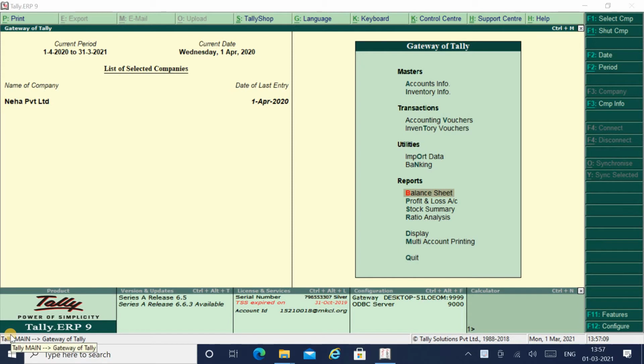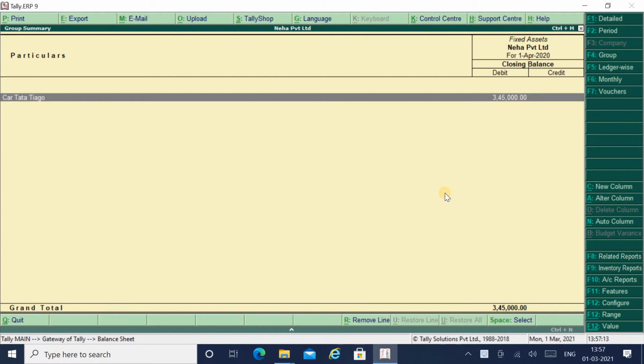Alright. Now let's take one example for your clear understanding. In my balance sheet, if I go under fixed asset, I am able to see Tata Tiago car. Okay. And it is having its written down value as 3,45,000. And I have paid insurance. Okay. I am making a payment of insurance of rupees 14,000.